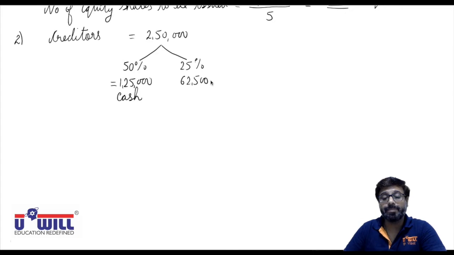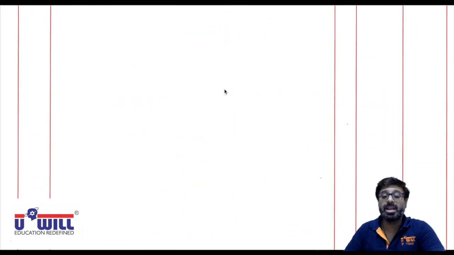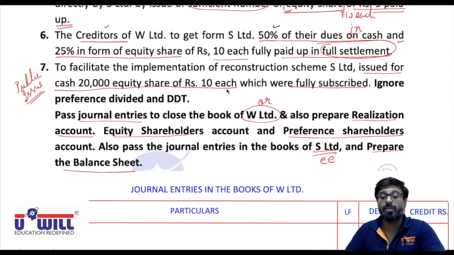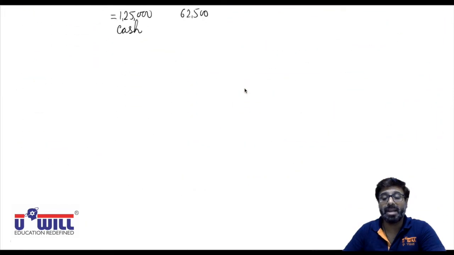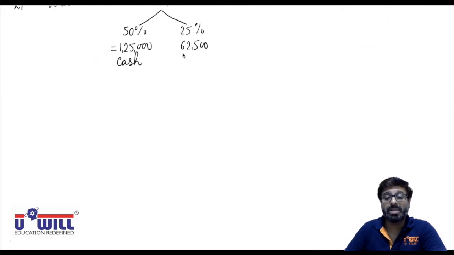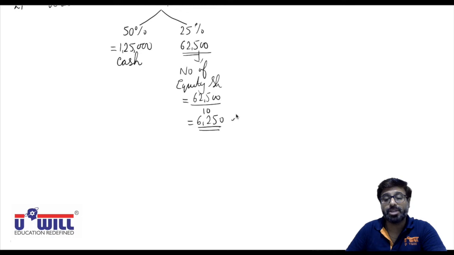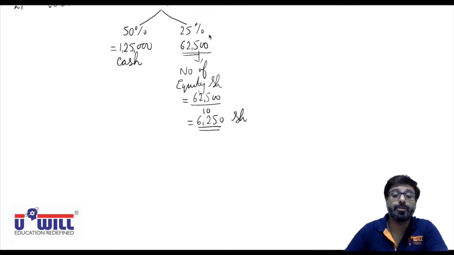62,500 they will get in the form of fully paid equity shares, of 10 each fully paid up. Here fully paid up means they don't have to pay any amount in future. So how is this 62,500 going to be paid? By issuing equity shares. How many equity shares will be issued? 62,500 divided by 10, 10 each fully paid up. 6,250 equity shares will be issued to pay 62,500.